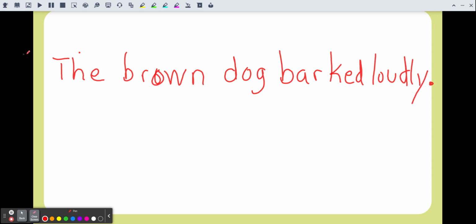If you notice, when I wrote my sentence, I started with a capital letter and I ended it with a period. So in this sentence, what comes at the beginning and the end of a sentence? And I just told you. Yes, a capital letter and a period. So let's read this sentence together. The brown dog barked loudly.